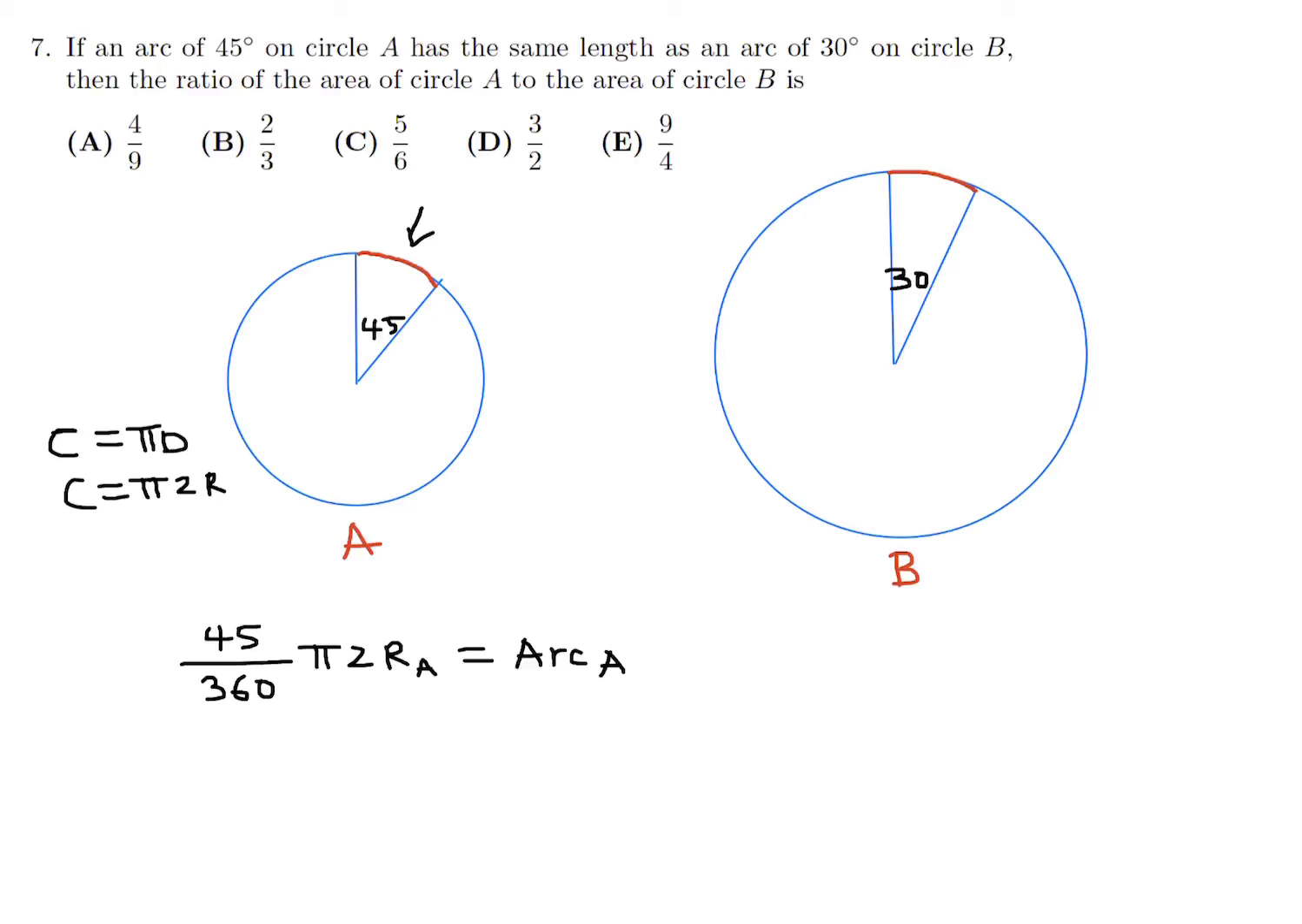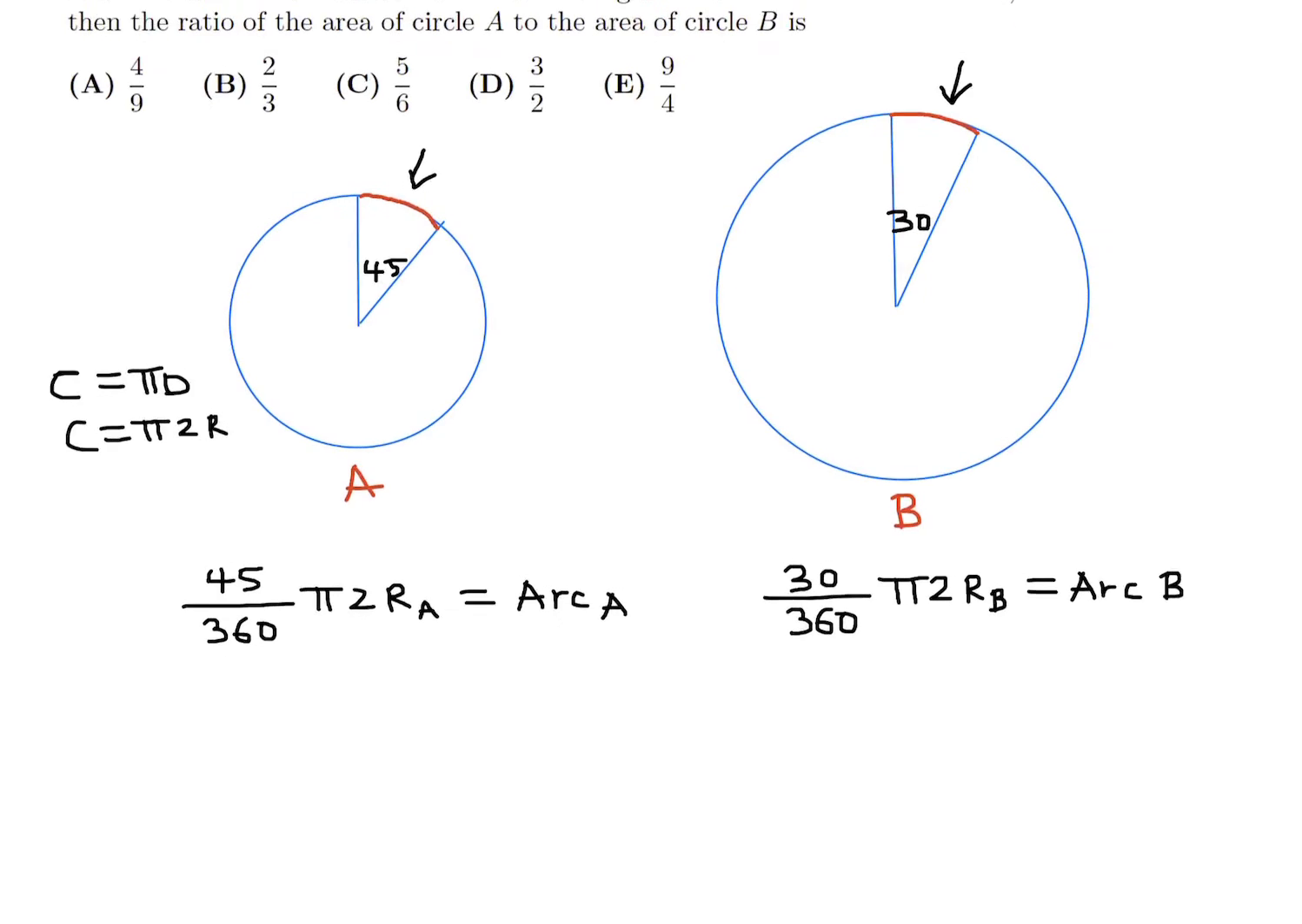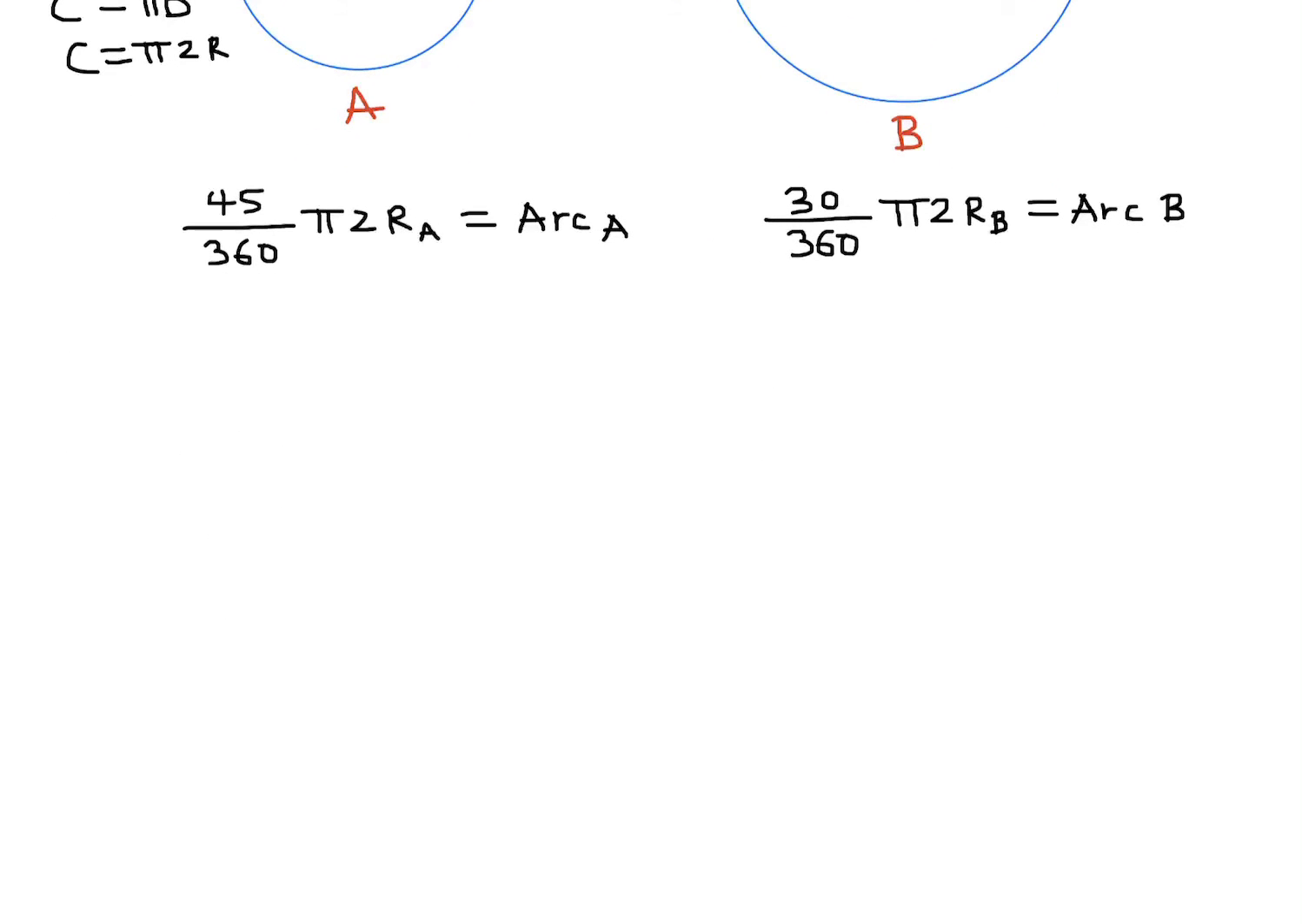And that's arc A. And in a very similar way, 30 over 360 multiplied by pi d, which is pi 2rb, is equal to arc of B. This guy right here. And they tell you that these two arcs are the same. So we can set these equal to each other. 45 over 360 pi 2RA is equal to 30 over 360 pi 2RB, like that.